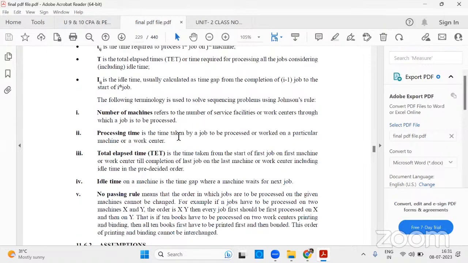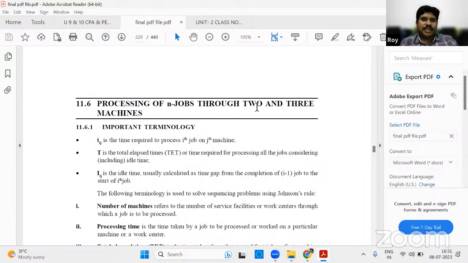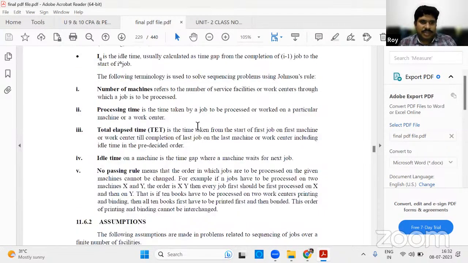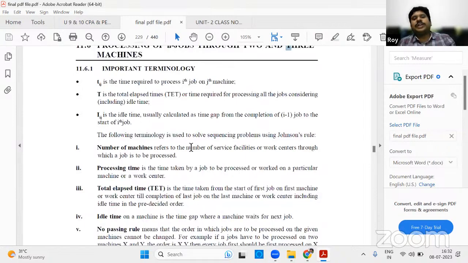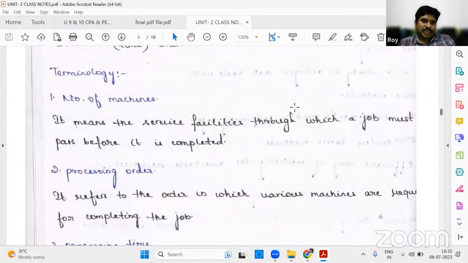Are you listening? Okay, right. First, n jobs through 2 machines. Keep the heading 2 machines. And then 3 machines is very easy. Once you understand 2 machines, which is the toughest, 3 machine problems are easy. And based on 2 and 3 machines, you can easily do the 1 machine problem. Mostly the 1 machine problem, I don't think they've given in the exam. See, there are a few things here, you need to understand the terminology. These notes are the same as my notes. Number of machines, terminology.